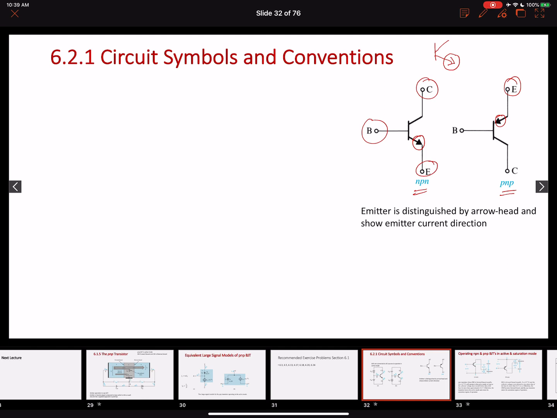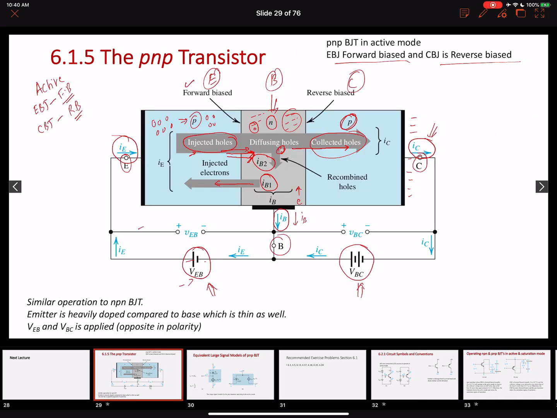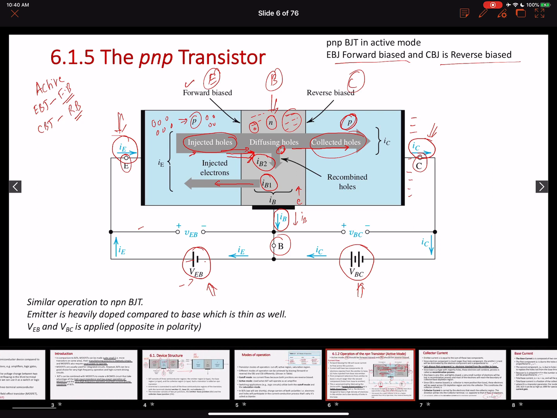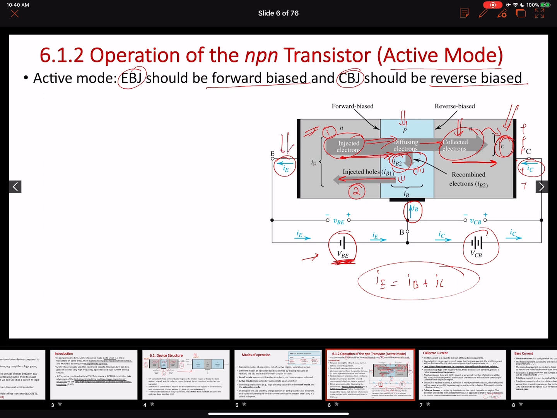Second important thing will be the direction of this arrow. Direction of this arrow will determine whether it is an NPN or a PNP transistor. And the direction of the arrow will be the direction of the emitter current, right? Over here, I can see that this is emitter current coming out of the emitter terminal. This is the emitter current coming into the emitter terminal. So let's verify this. For a PNP transistor, our current goes into the emitter terminal. For an NPN transistor, our current comes out of the emitter terminal.